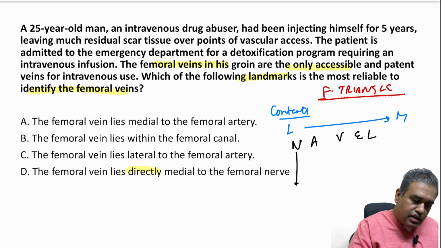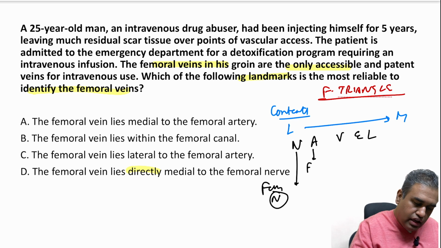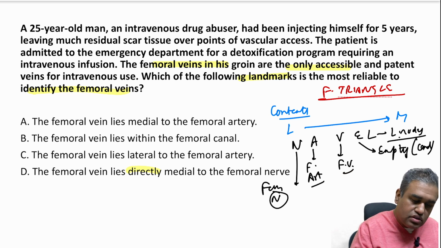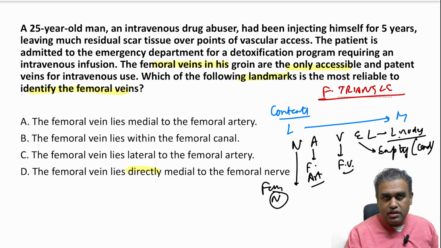N refers to the femoral nerve, N for nerve. A refers to the femoral artery. V is the femoral vein. E is actually an empty space, therefore it is known as the femoral canal. Where L, the lymph nodes lie, the deep inguinal lymph nodes, lymph node of Cloquet or Rosenmuller.